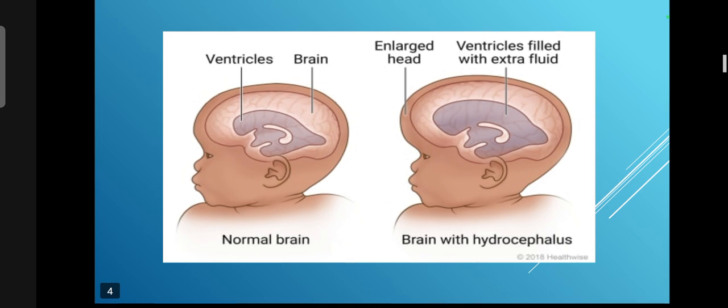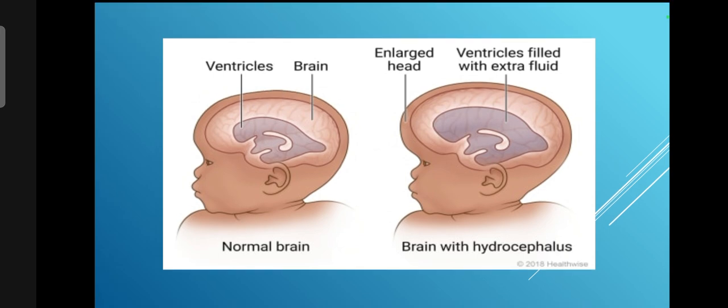This is the normal brain, normal ventricle and normal brain. Here is the brain with hydrocephalus. Look at this picture, enlarged head and ventricles filled with extra fluid. This is the comparison between a normal brain and a brain with hydrocephalus.